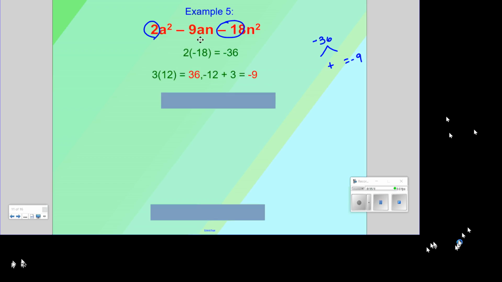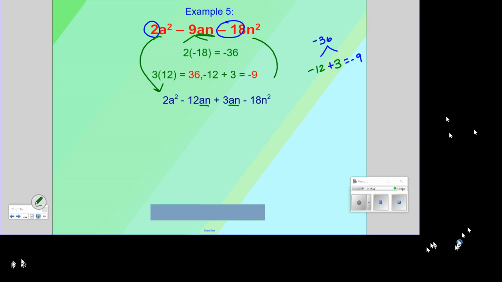So once you find the factors to be negative 12 and positive 3, multiplying to give negative 36, but also adding to give negative 9, you'll break apart your middle term into one with negative 12 and one with 3. Now, when you do this breaking apart, you will just use whatever the variables are on the middle term. You'll use that for both terms when you break it apart. So I just give it a negative 12an and a plus 3an. The 2a squared you copy, the negative 18n squared you copy, just as is.